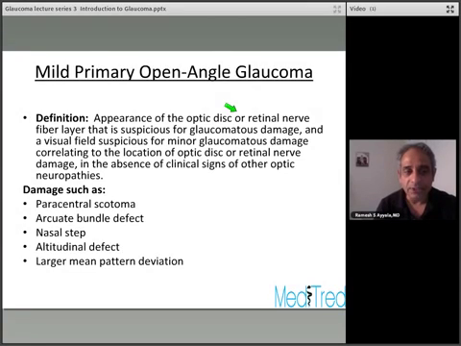So damage such as paracentral scotoma or early arcuate bundle defect, nasal step, altitudinal defect in the early stages, or a larger mean pattern deviation, any of these will fit into this definition of mild primary open-angle glaucoma. The reason why we are classifying this is that the treatment is slightly different.